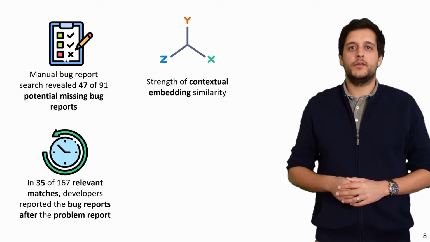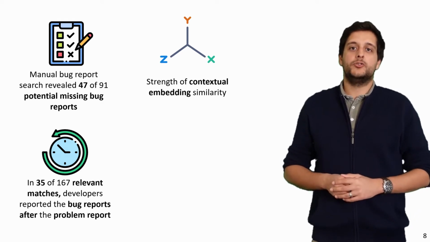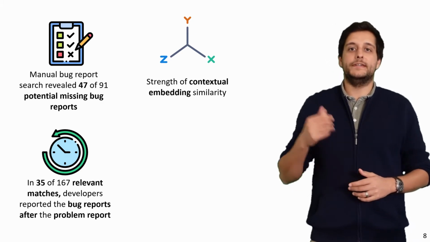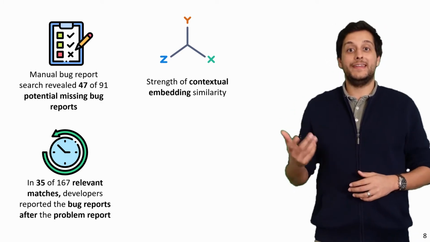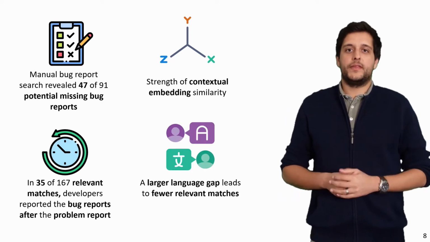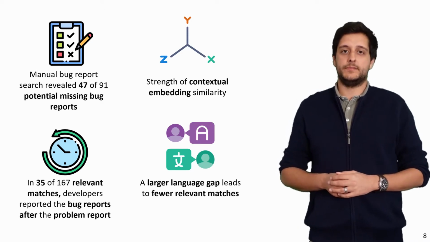Third, we found that the contextual embeddings are quite effective as they were able to reveal similarities between words like upload and synchronize, or download and save, or draining and consuming for the battery running time. Fourth, the language gaps between problem reports and bug reports differ for these 4 apps.